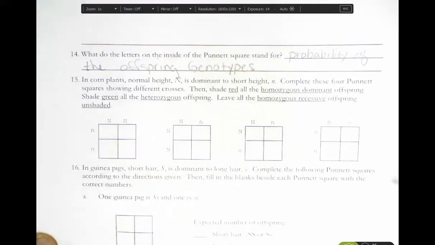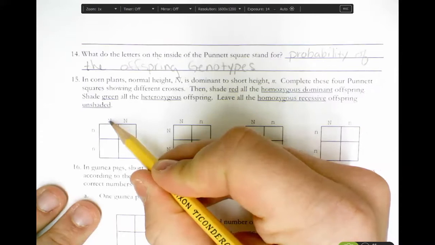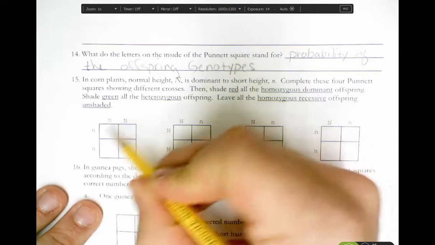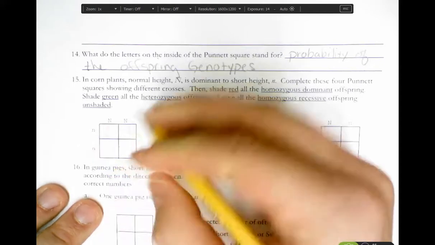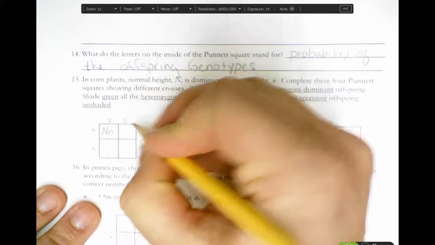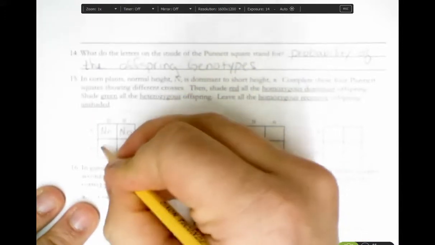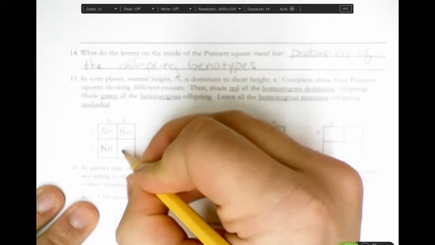All right, so let's fill out our chart. We have uppercase N and uppercase N right here for one parent. The other parent is lowercase n for their genotype. So we're going to bring uppercase N down, lowercase n across. Uppercase N down, lowercase n across. And we continue going with the entire Punnett square.